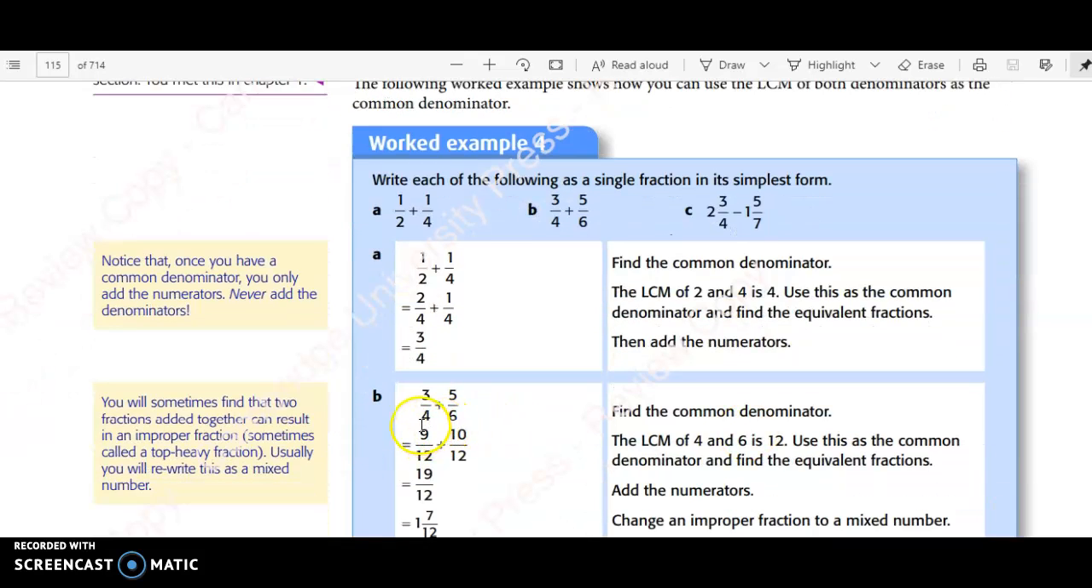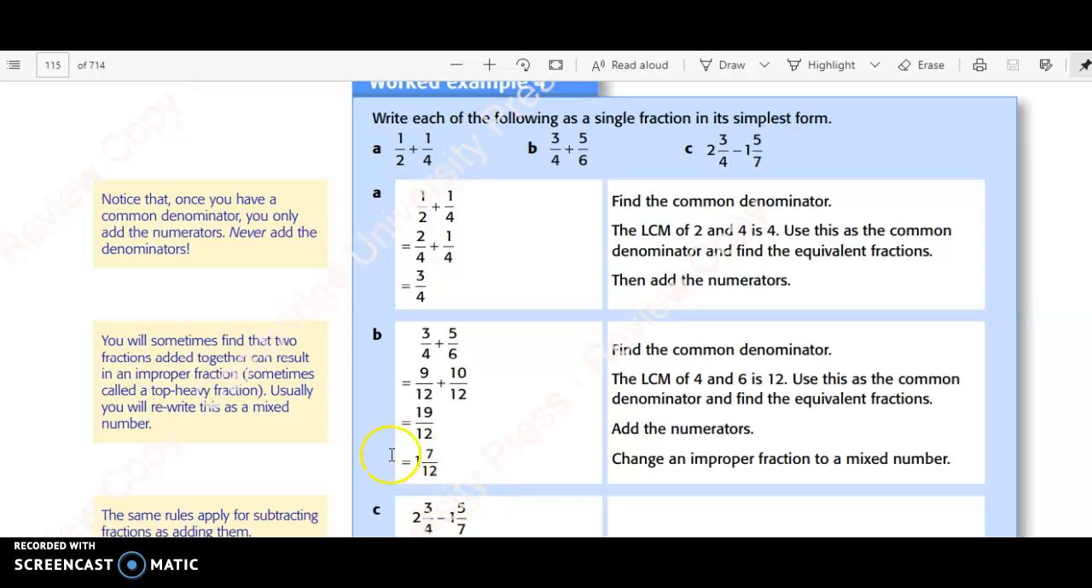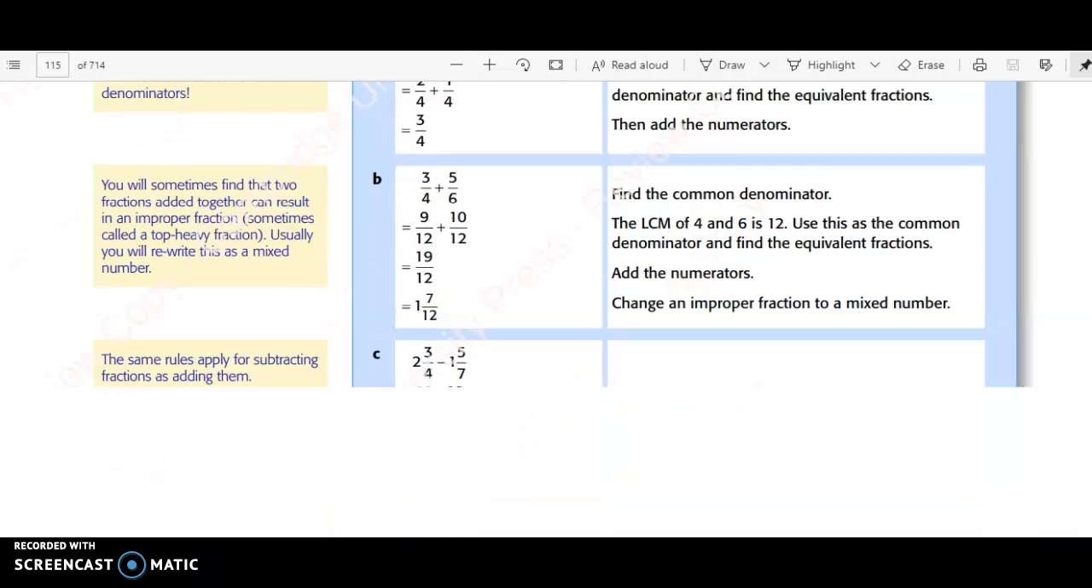Now how about 4 and 6? Sorry. 4 and 6 has the common denominator 12. Then 12 divided by 4 is 3, times 3 is 9. 12 divided by 6 is 2, times 5 is 10. So you add the numerators only. So we have 19 out of 12. If you want to make it into a mixed number, you get 1 and 7 out of 12. Okay, next.